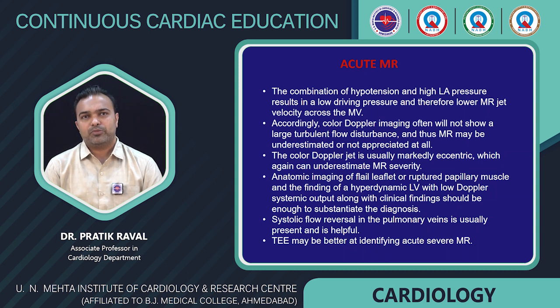and because of this the MR severity can be underestimated. So to assess acute MR, one should look for anatomic aspects like presence of flail leaflets or ruptured papillary muscle, and along with these findings, if the LV is very hyperdynamic, this is strongly a sign of severe MR. Also, the systolic flow reversal in pulmonary vein is usually preserved in patients with acute MR and is very helpful in diagnosis of acute MR. And TEE is better in assessing acute MR compared to transthoracic echo.